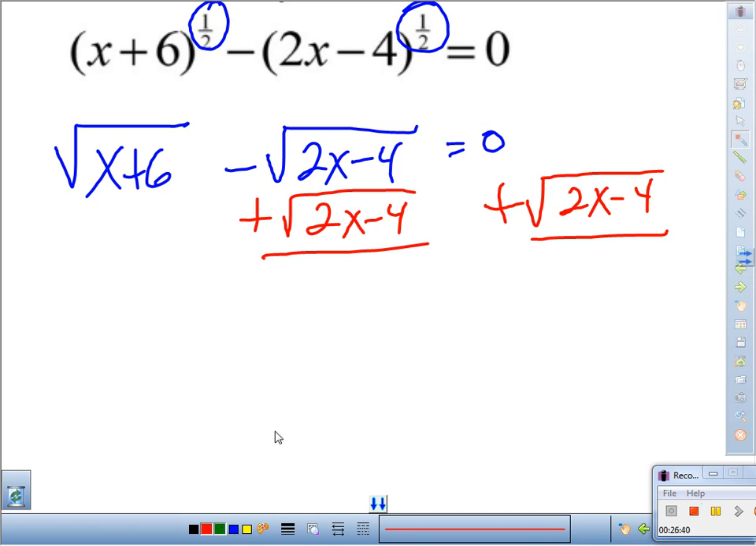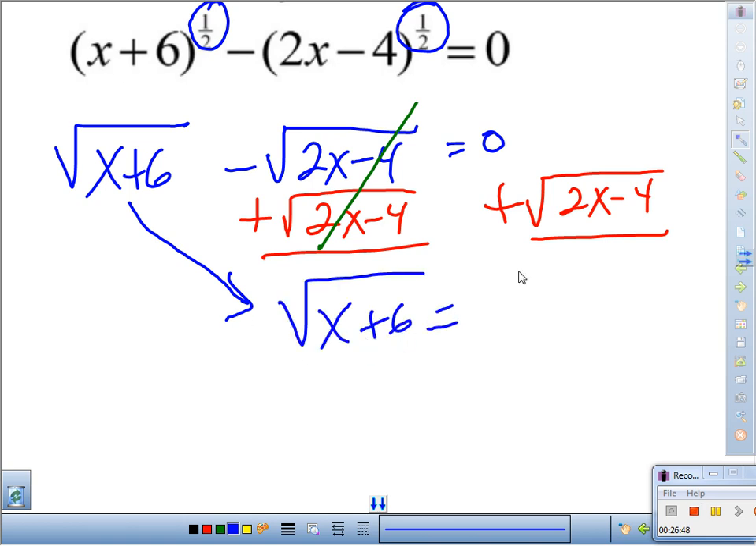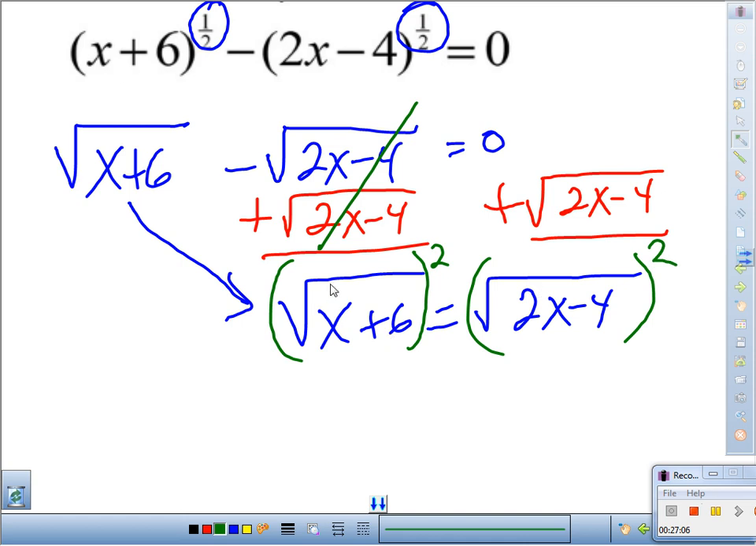All right, this cancels. We're left with, I'm going to bring down this one, the square root of x plus 6 equals, what do I have on this side? The square root of 2x minus 4. From there, do we have them isolated? Yes. How do I cancel the square root? Square it, and whatever I do to one side, I do to the other. So this cancels that. We're left with x plus 6 equals 2x minus 4. Does this look familiar? Yes. Copy that and finish it off, please.